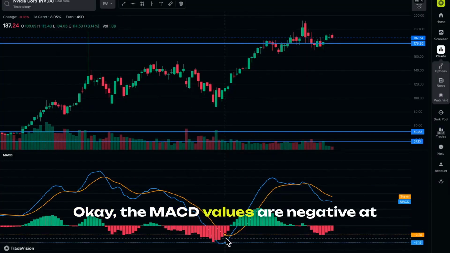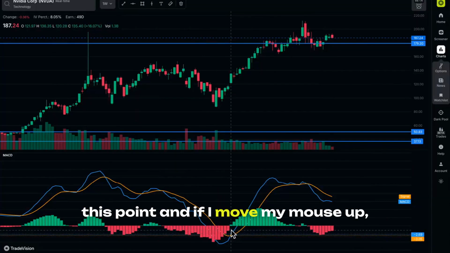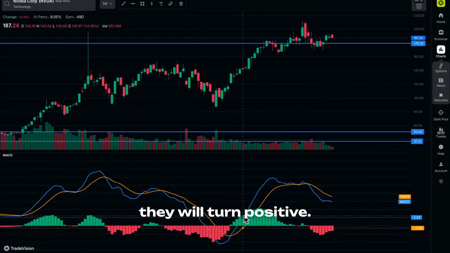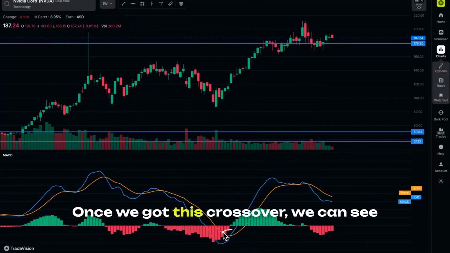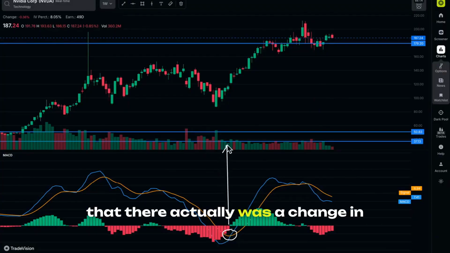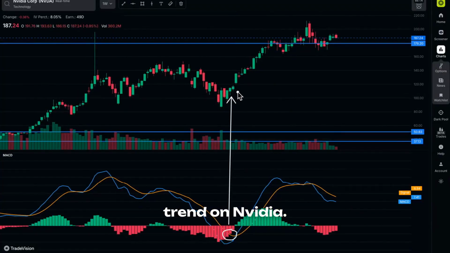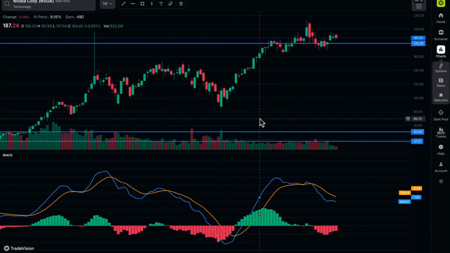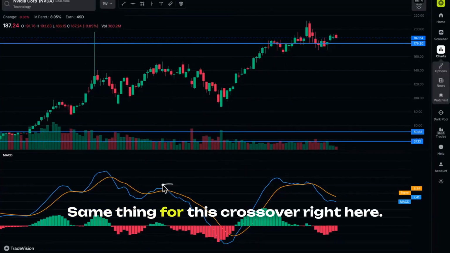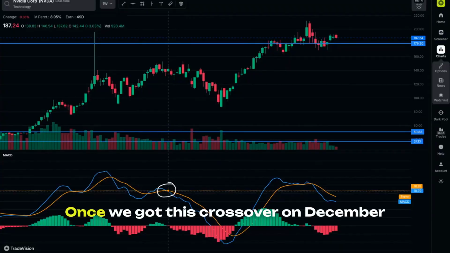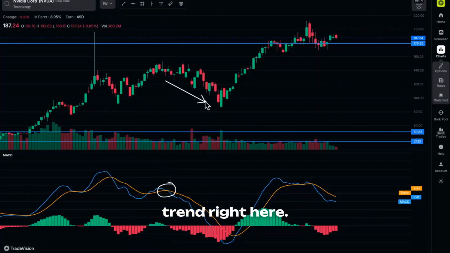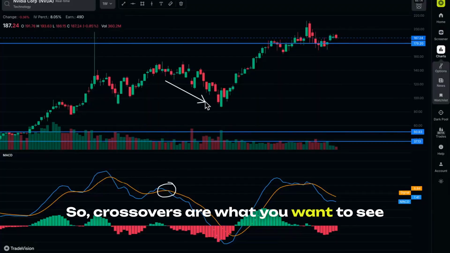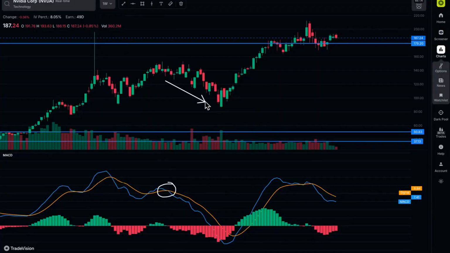The MACD values are negative at this point, and if I move my mouse up, they will turn positive, the orange and the blue line. Once we got this crossover, we can see that there actually was a change in trend on NVIDIA. Same thing for this crossover right here. Once we got this crossover in December 2024, there was actually a change in trend right here. So crossovers are what you want to see on the MACD.